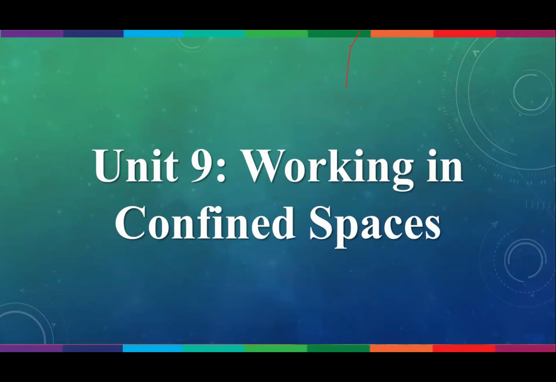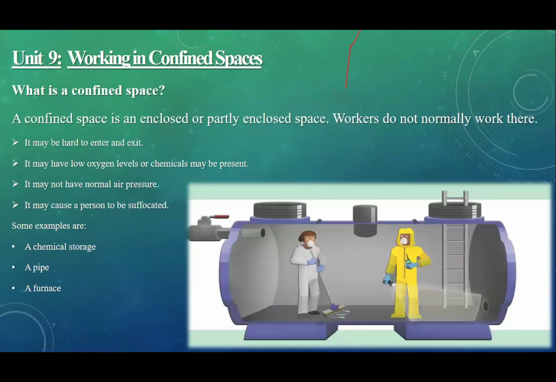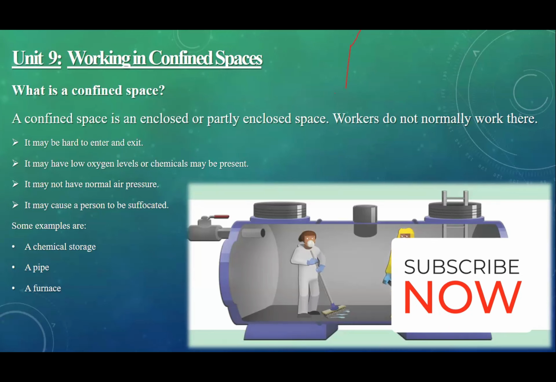Okay, coming to unit 9, working in confined spaces. So here is a question: what is a confined space? A confined space is an enclosed or partly enclosed space. Workers do not normally work there. So what are the reasons? It may be hard to enter and exit. It may have low oxygen levels or chemicals may be present. It may not have normal air pressure. So these are the reasons due to which workers do not normally work in confined spaces.